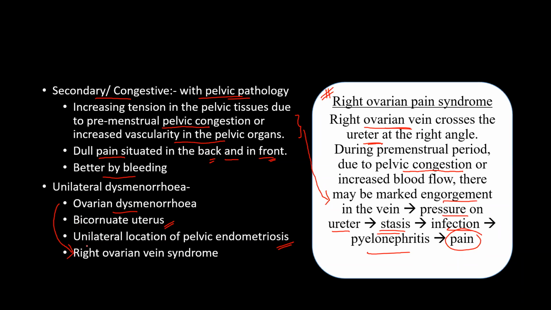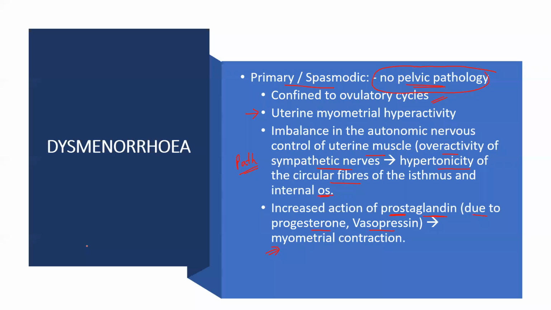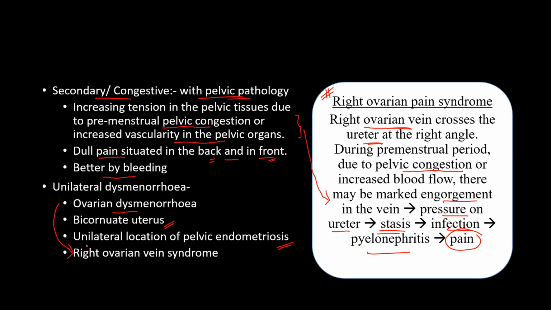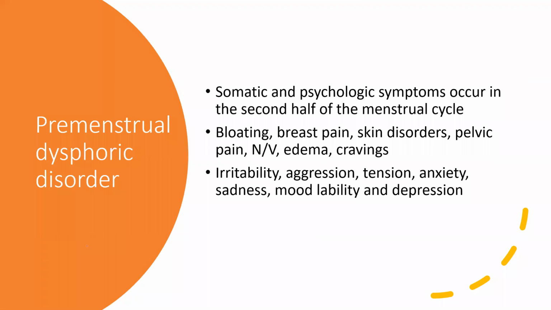So this is about the primary dysmenorrhea, secondary or the congestive dysmenorrhea, and the unilateral dysmenorrhea. Coming to the next one is about the premenstrual dysphoric disorder. This is asked once actually. So premenstrual dysphoric disorder. In this condition, there will be somatic and psychological symptoms that occur in the second half of the menstrual cycle. So in the second half of the menstrual cycle, there might be some kind of physical as well as a little psychological symptoms that is appearing.